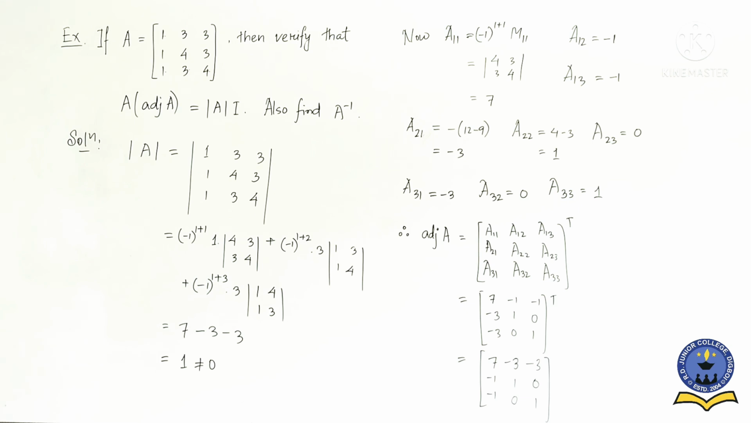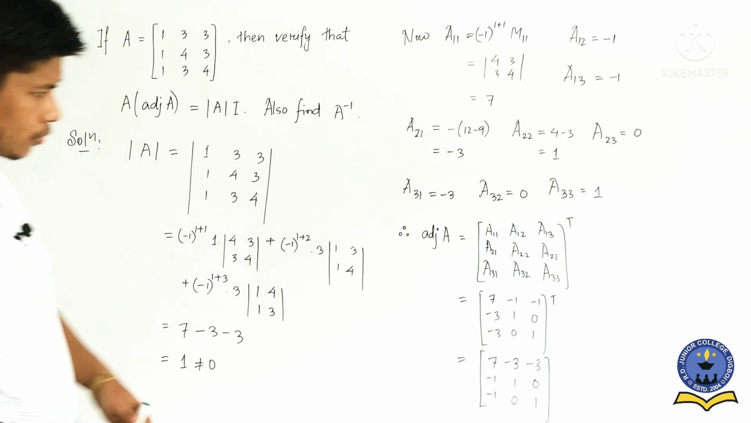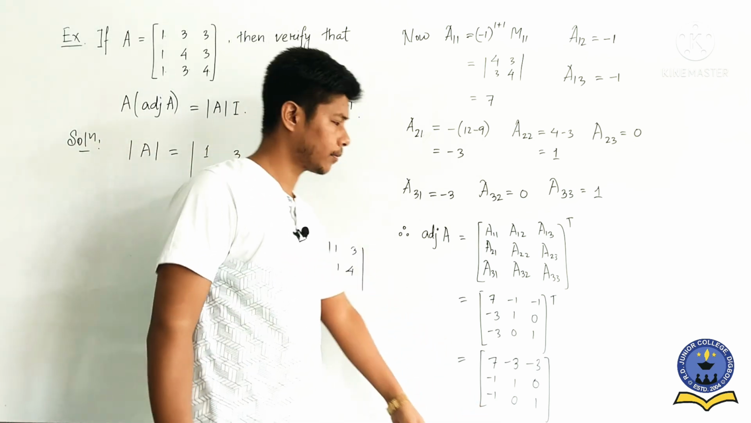Let's check out one more time. So here the first row we get here 7 minus 3 minus 3, then the second row is minus 1 1 0, and the last one is minus 1 0 1. So I hope all of you understood this one, how to find out adjoint of A.